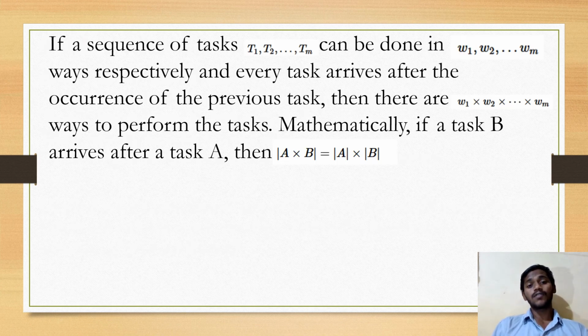If a sequence of tasks T1, T2, and so on to Tm can be done in W1, W2, W3, and so on to Wm ways respectively, and every task arrives after the occurrence of the previous task, then there are W1 into W2 into W3 and so on to Wm ways to perform the task. Mathematically, if a task B arrives after a task A, then mod A cross B is equal to mod A cross mod B.